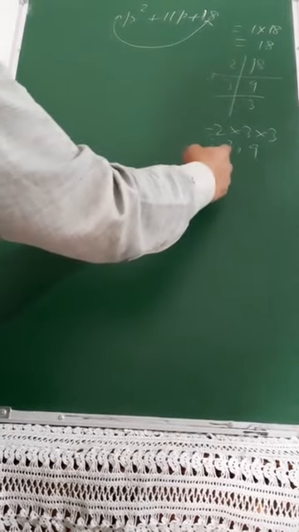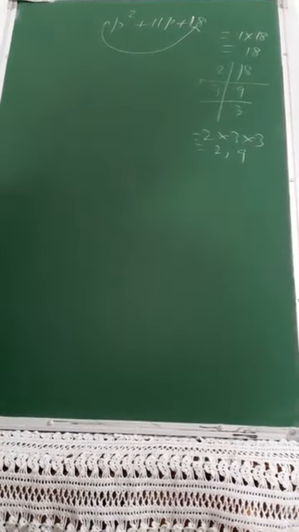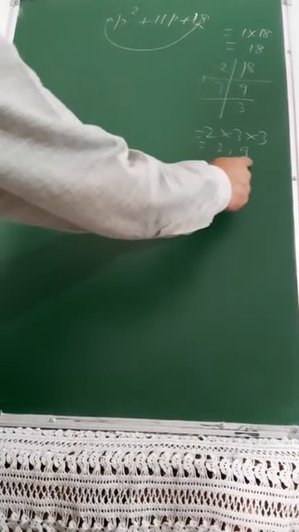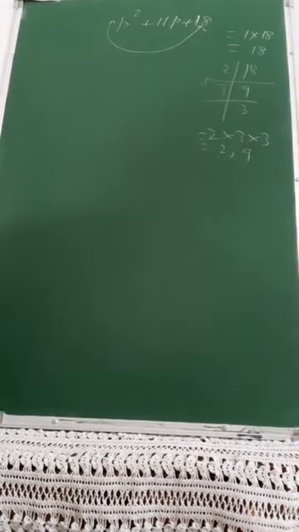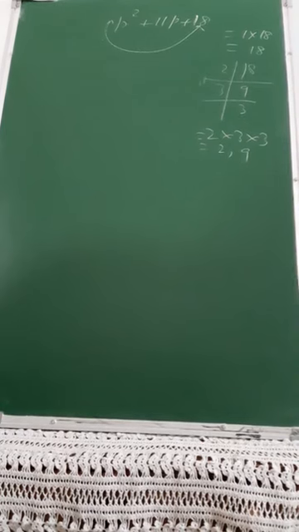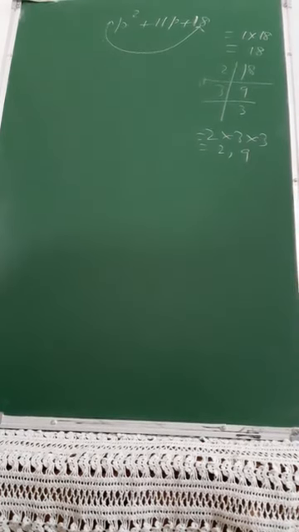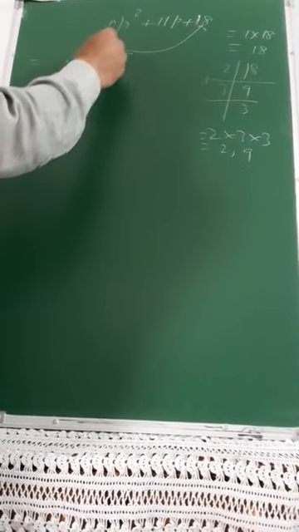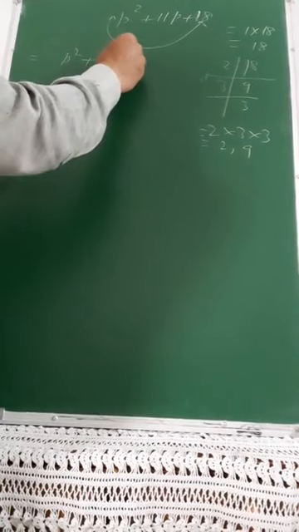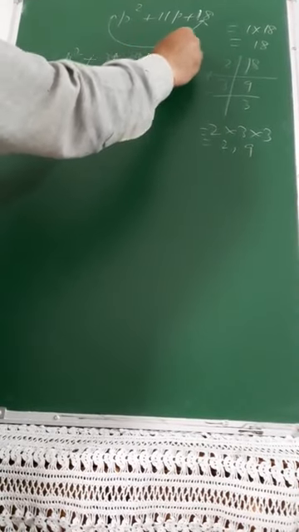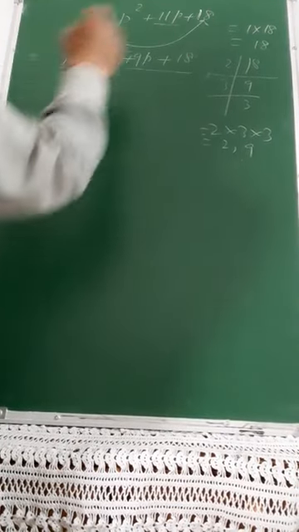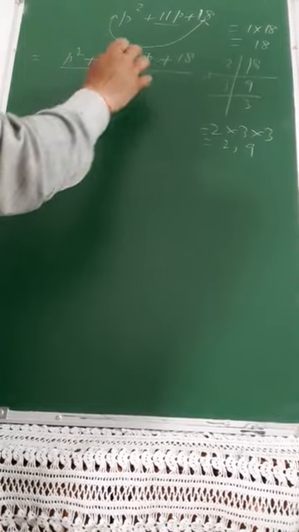So you can see straightaway, if I add 2 and 9 I will be getting 11. Immediately I need to check the product also, that the product of 2 and 9 is equal to 18, of which I have written the factors here. So 2 and 9 satisfy both the conditions. So here I can split it in this manner: p square plus 2p plus 9p plus 18. This was the middle term 11p, which I have split in terms of 2p and 9p.